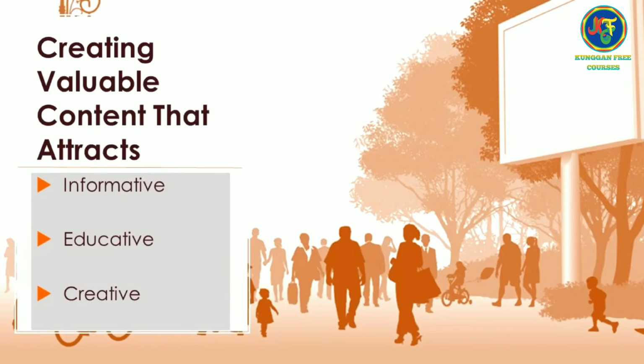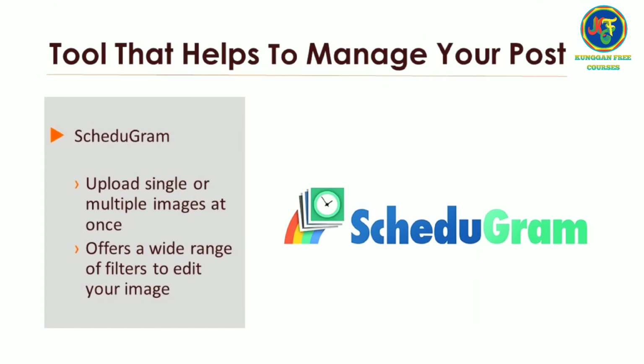There are peak times to post, and scheduling apps and tools make it much easier. The first one would be Schedugram. It offers a free 7-day trial, and plans start at $20. Schedugram is a great scheduling tool that allows you to upload single or multiple images at once, and you can choose bulk video if you're uploading video.